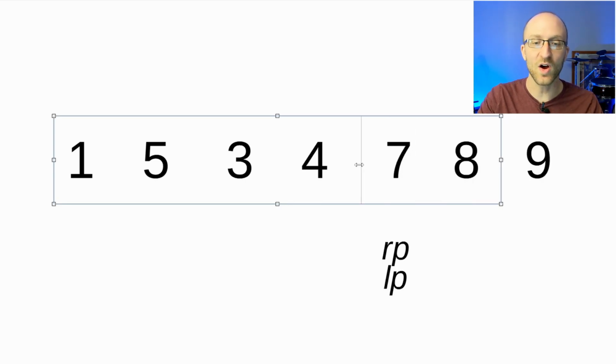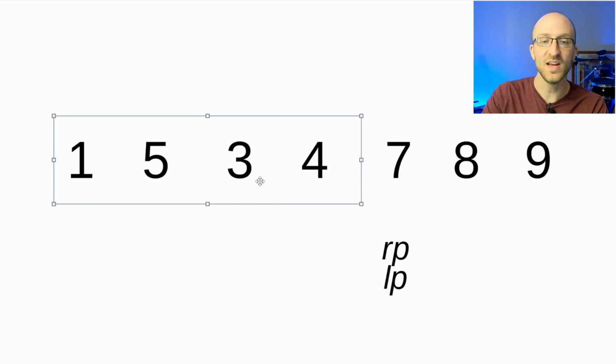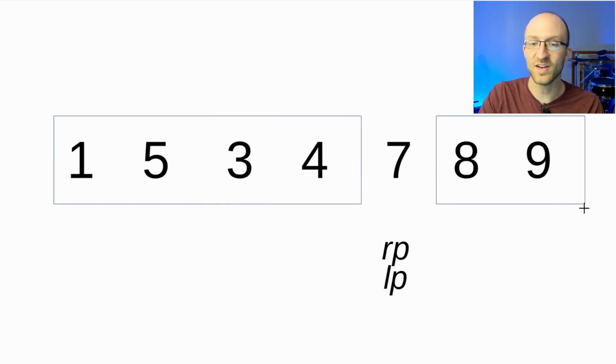So you'll notice that all the numbers less than 7 are to the left of 7, and all the numbers that are greater than 7 are to the right of 7. After that partitioning happens, we're going to recursively quicksort the subarray to the left of our pivot and recursively quicksort the subarray to the right of our pivot. That partitioning step is probably the most important part of the quicksort algorithm.